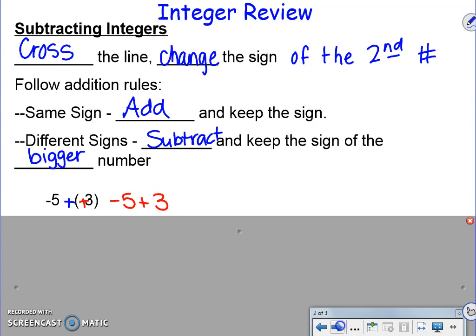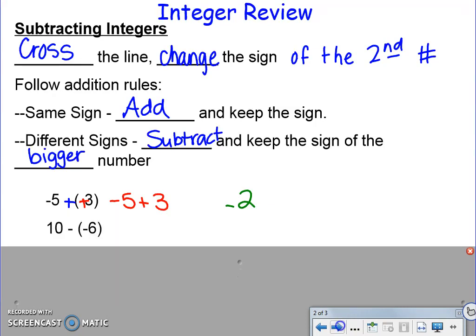So then I look, and they're different signs. So that means I need to subtract. So 5 minus 3 is 2, and I keep the sign of the bigger number. 5 is bigger than 3, so it's going to be a -2.